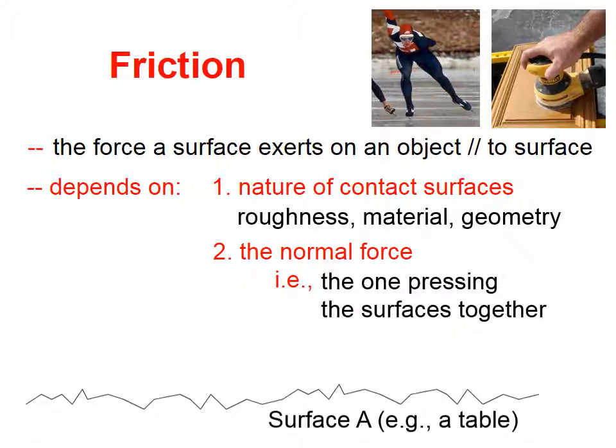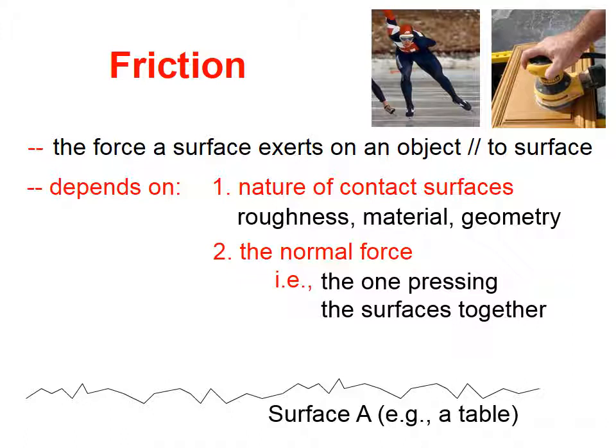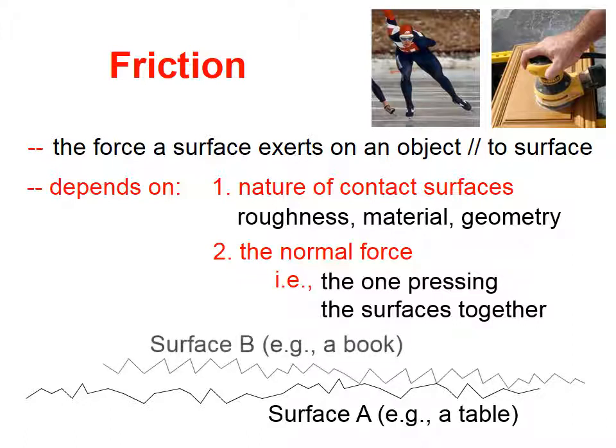If we have a certain surface, say a table, at the microscopic level a table is not smooth, no matter how it looks to us. There are mountains and valleys in the surface of a table, and if we have, say, a book on top of it and we want to slide the book across the table, it's almost like we're scraping one mountain range above across another mountain range below. So there's a little resistance to that motion, and we call that resistance friction.